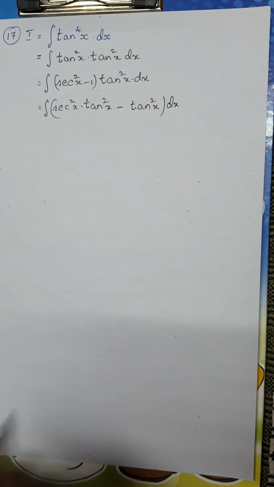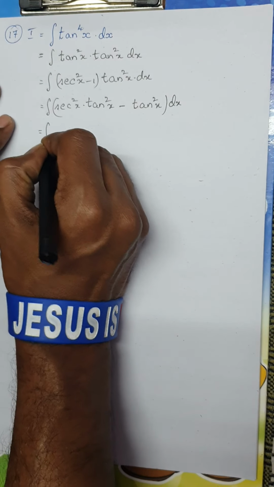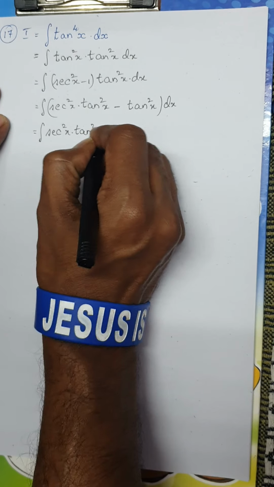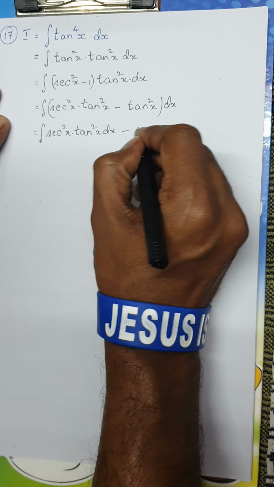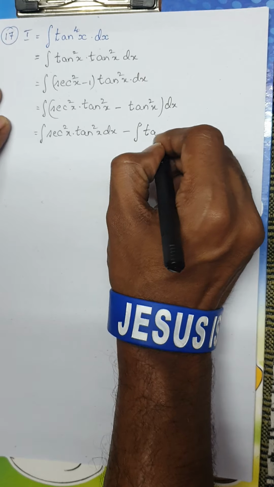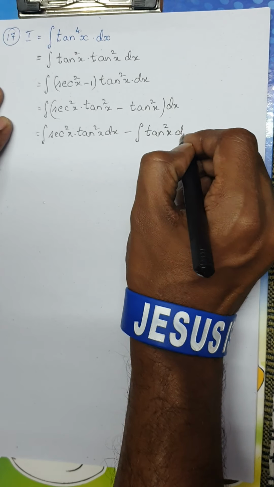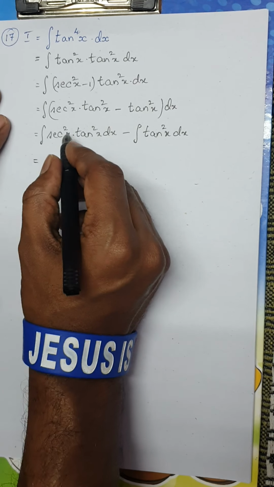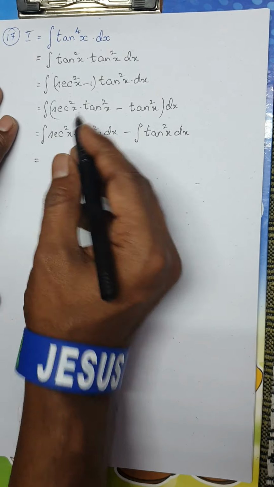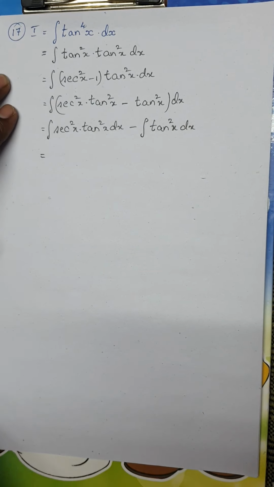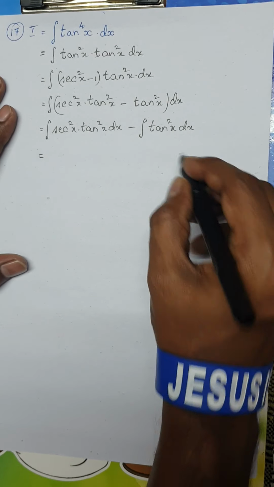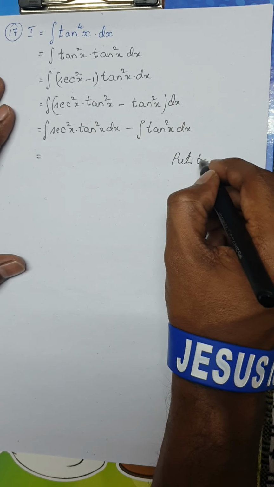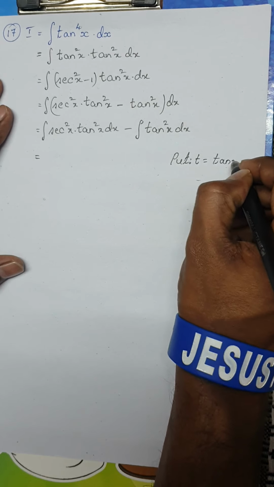Okay, now let me split up the integral. This is nothing but integral of secant square x into tan square x dx minus integral of tan square x dx. Now for this question, let me make some arrangements here. I will put t as tan x.